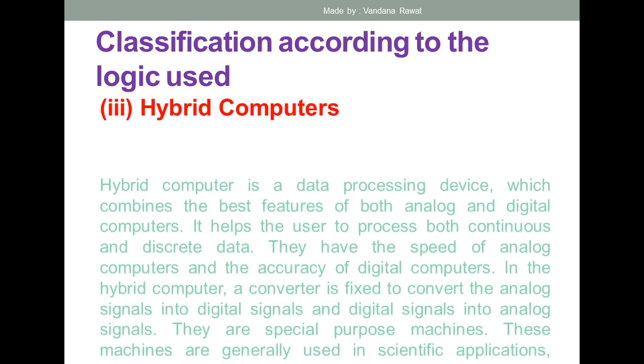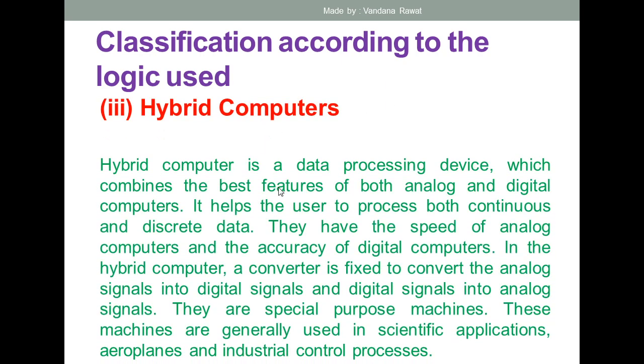Now the next term. Under this classification according to logic based, we have the third category also, that is the hybrid computer. So what is a hybrid computer? Basically it is a data processing device which combines the best features of both analog and digital computers. And what was the best feature in the case of analog? Analog computers are very high in speed. So you are taking that speed into this hybrid computer. And in the case of digital computers, you have one advantage that they are accurate in nature. So you are combining the best features of these two computers into this hybrid computer.